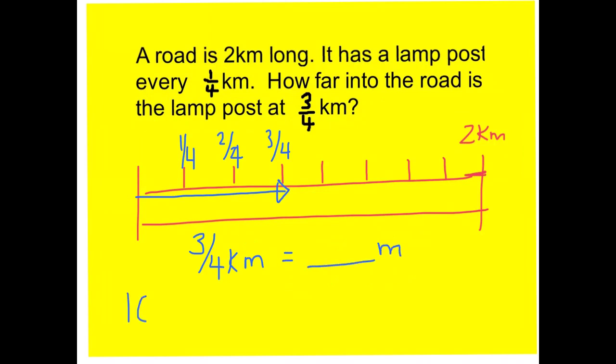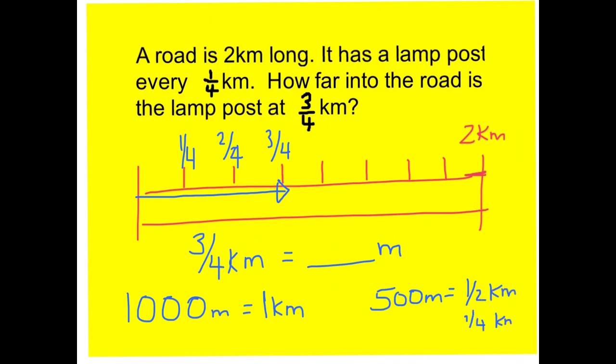Well, if 1,000 metres is 1 kilometre, we have to work out 3/4 of that. 500 metres is half a kilometre. So if I halve that again, to get 250 metres, and here is my 3/4, so 750 metres.